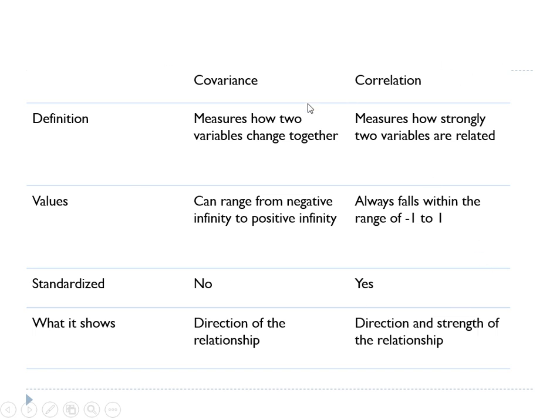To summarize the difference between covariance and correlation, covariance measures how two variables change together, but correlation will tell how strongly they are related to each other. When you're finding covariance, the values will range from negative infinity to positive infinity, but correlation values will range from -1 to 1. Is there a standardized way of doing it? No for covariance, but for correlation, yes, there's a standardized way of doing it. We will see in the next decomposition methods how we can do all this. Covariance will show the direction of the relationship. Correlation will show the direction and strength of the relationship.